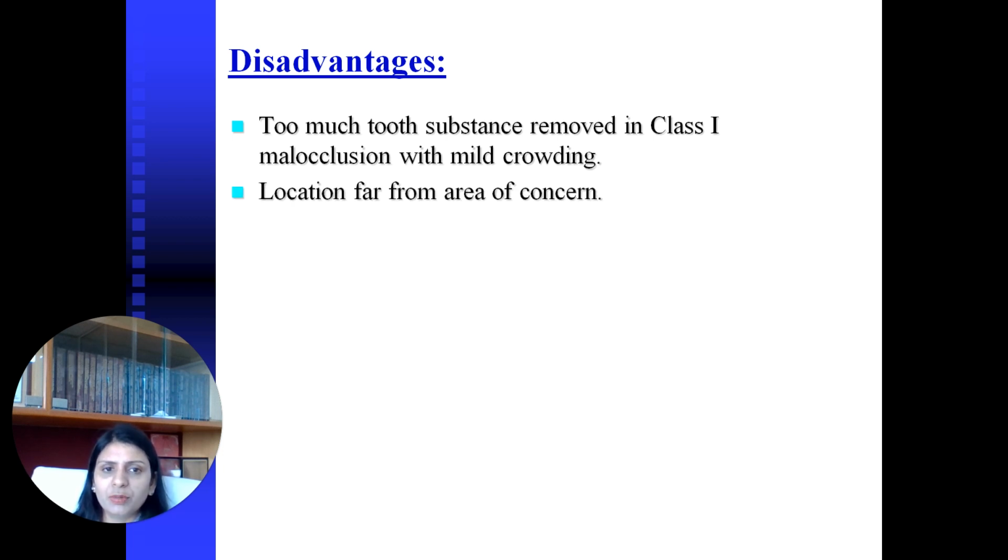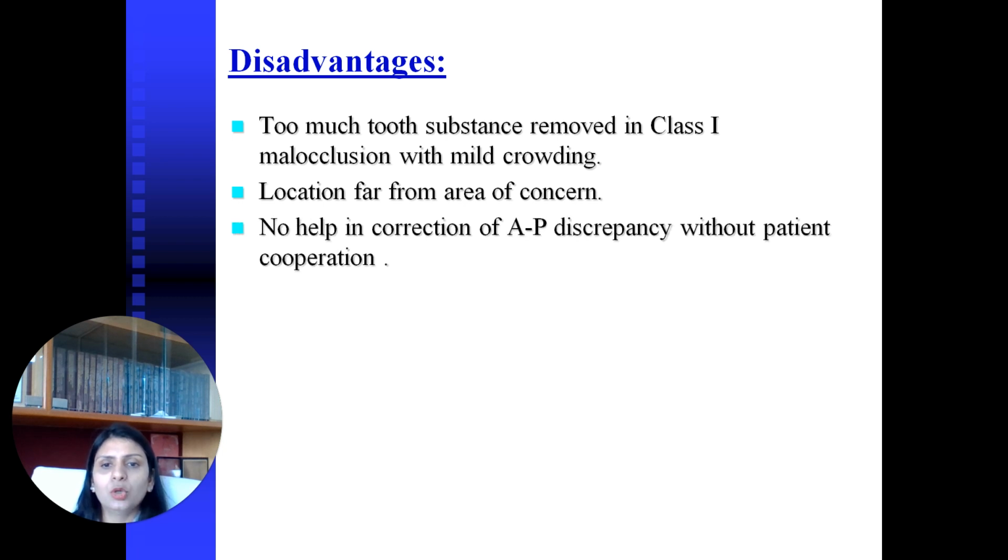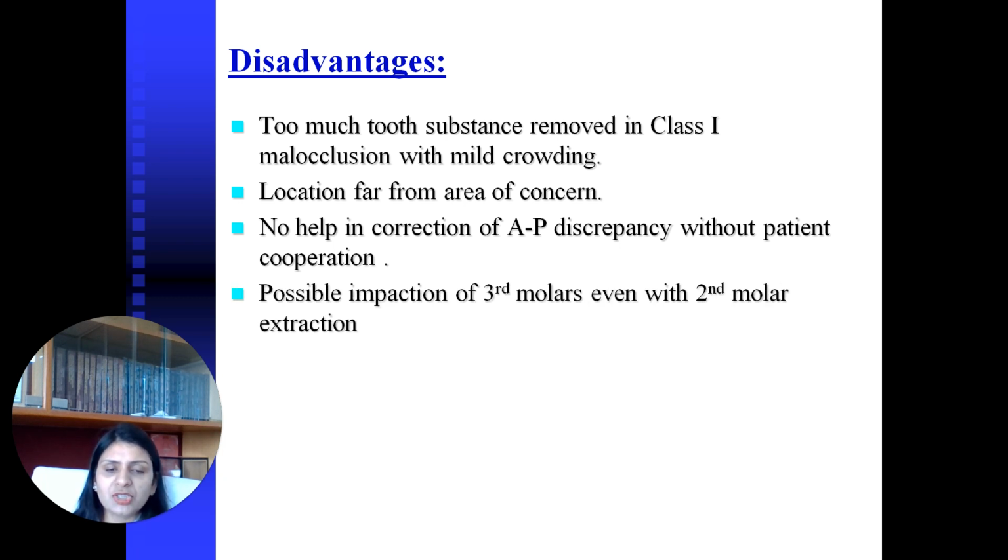However, the disadvantages are that too much tooth substance is removed in class 1 malocclusion with mild crowding. Location: it is far from the area of concern. I require space in the anterior region, and extracting a tooth in the posterior segment is not justified. No help in correction of anterior-posterior discrepancy without patient cooperation. Possible impaction of third molars even with second molar extraction.